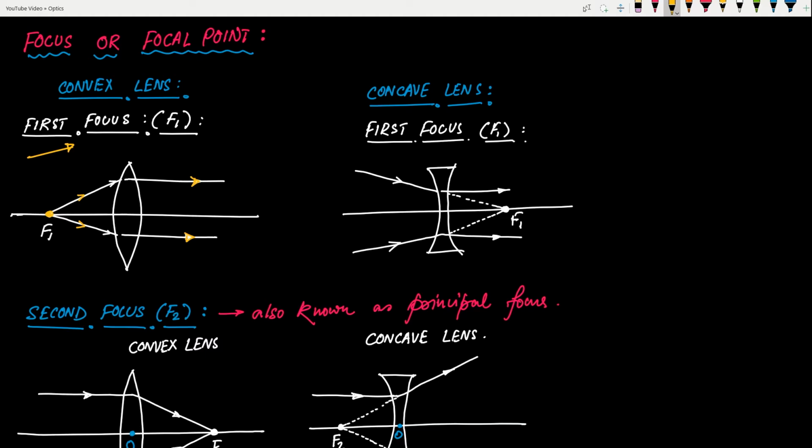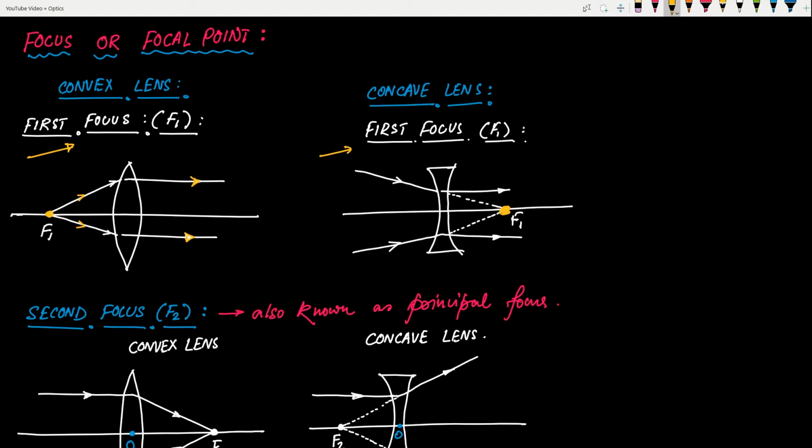Now what is the first focus for concave lens? If you look into this, then it's simple. If light rays moving towards a fixed point such that after refraction they become parallel to the principal axis, then that point is known as the first focus of concave lens. I'll repeat again. When rays of light move towards a point such that after refraction the rays become parallel to the principal axis, then that point is known as the first focus.